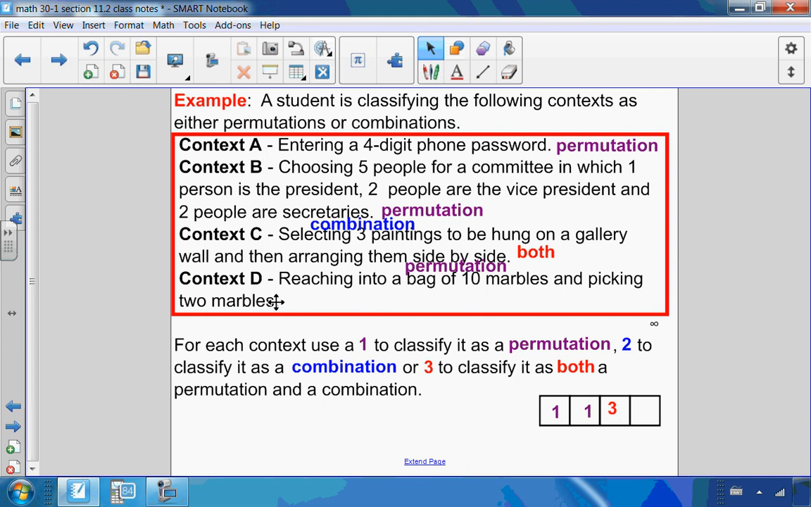Context D, reaching into a bag of 10 marbles and picking out 2 marbles. Is order important? Well, the answer to that is no. It doesn't matter what my first marble is, what my second marble is, because I'm selecting 2 marbles. It doesn't matter the order in which I do that. So that is a combination, making context D number 2 for combination. Okay, let's try another one.